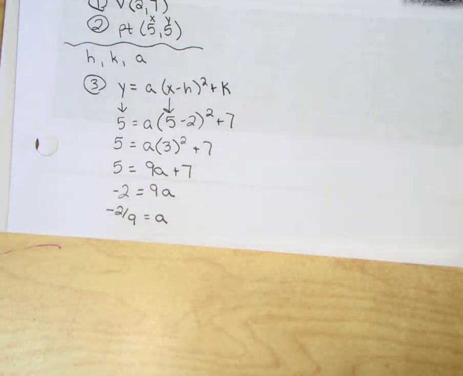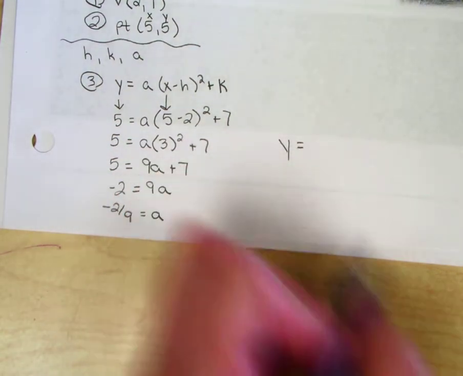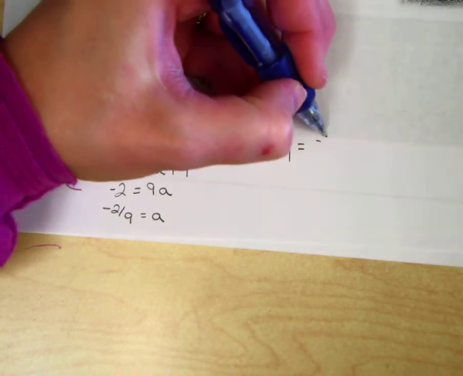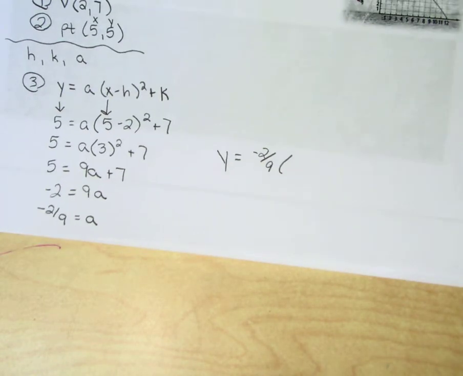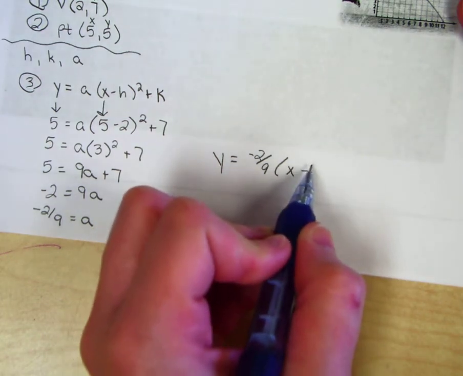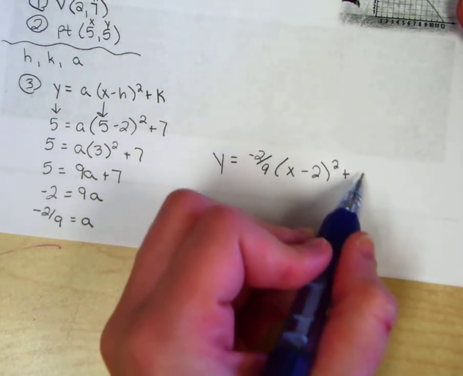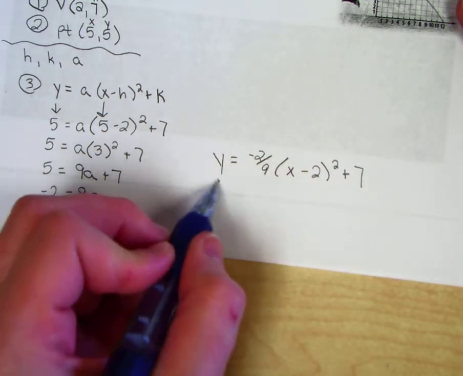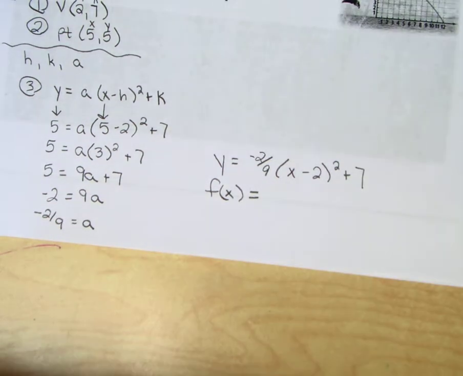We now have h, k, and a, and we can write our final answer. y equals, fill in a, negative 2 over 9 times the quantity, and we're putting this in vertex form, x minus h, so x minus 2, quantity squared, plus k, k was 7. If you want to be real fancy, you can write it in function notation and write f of x equals. Not necessary, but it is in function notation.